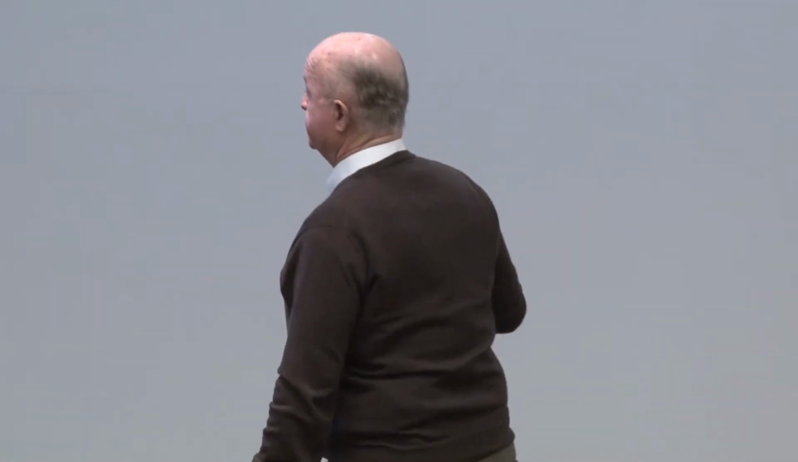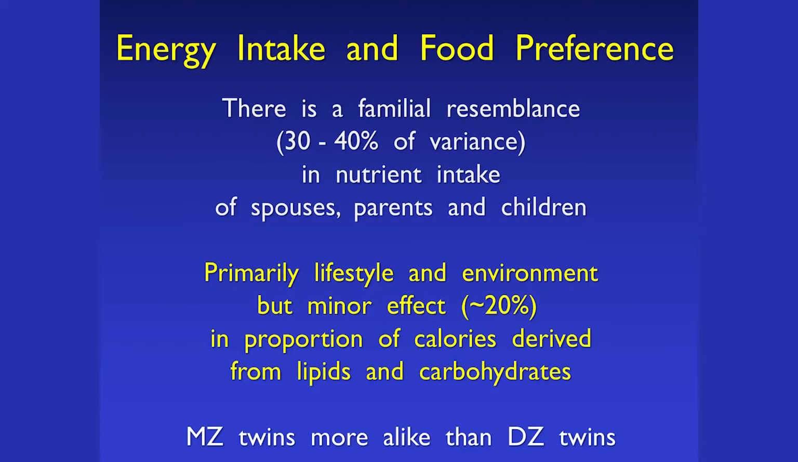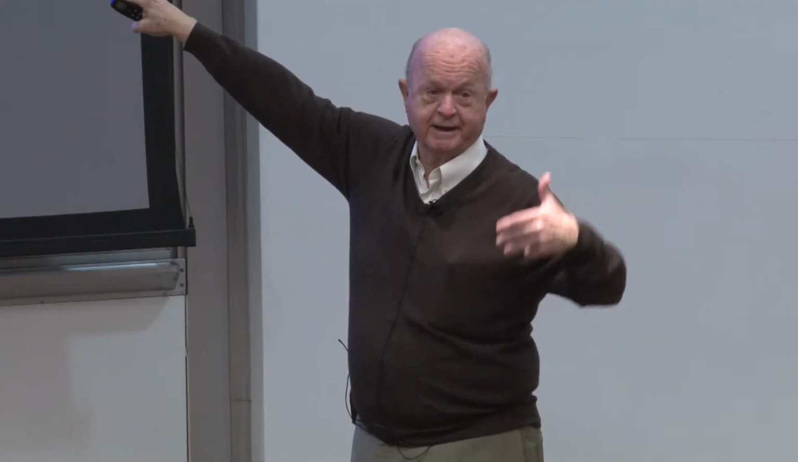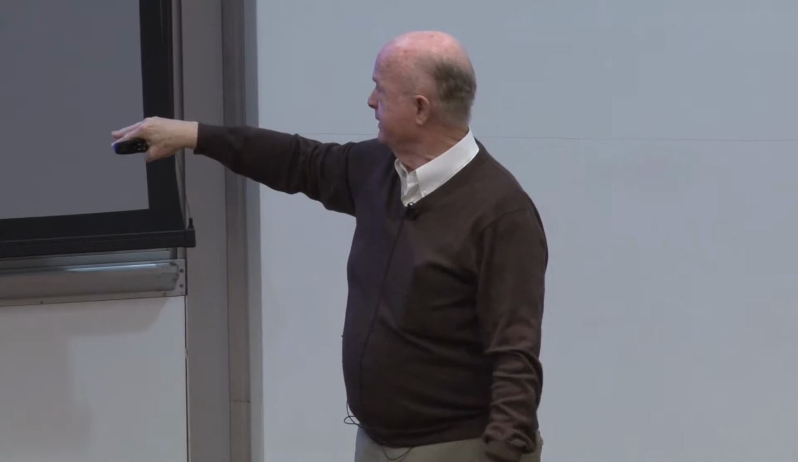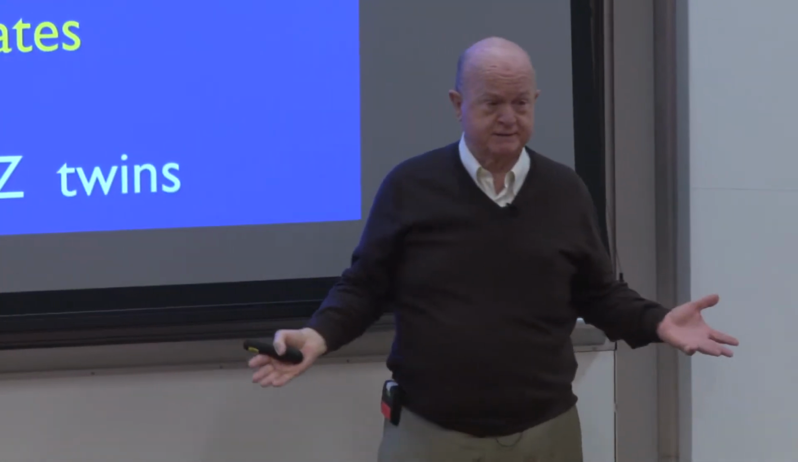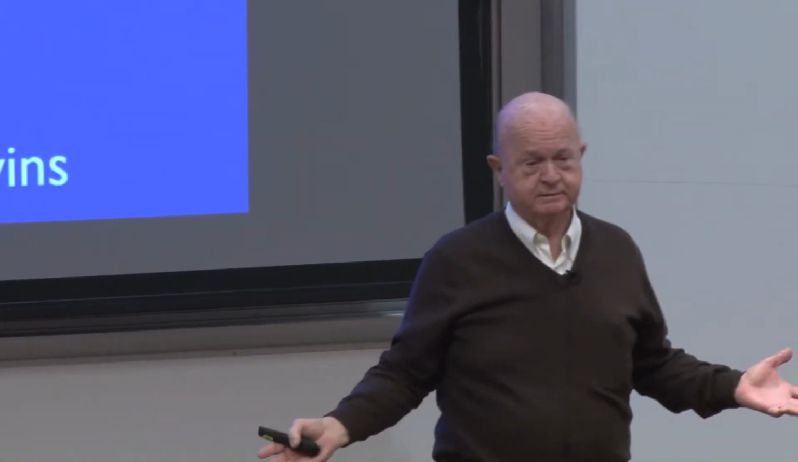But there's a familial resemblance of how much you eat. If the parents, the spouses, the parents, and the children. Like I said, I ate everything my mother cooked or else, right? But she was a good cook, so I didn't mind. But how much I eat and what I eat is genetic, possibly, and also environmental. Lifestyle and environment has a minor effect on how many calories I get from lipids and fats and carbohydrates.